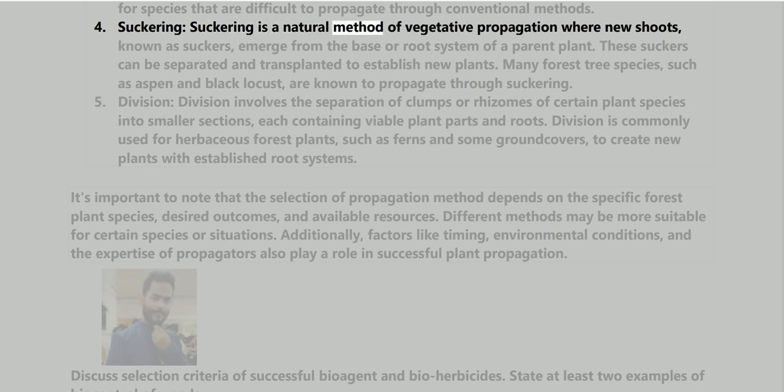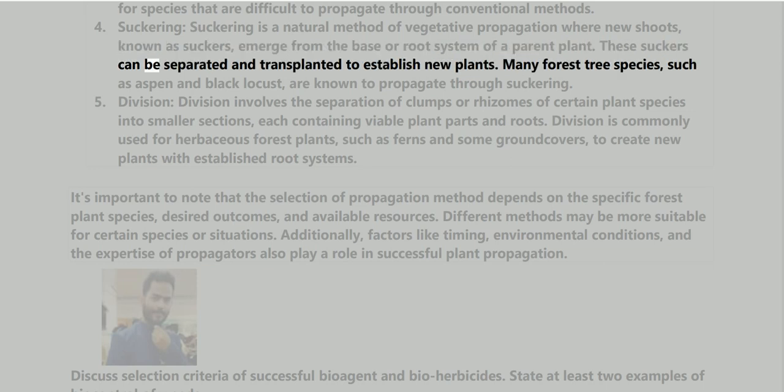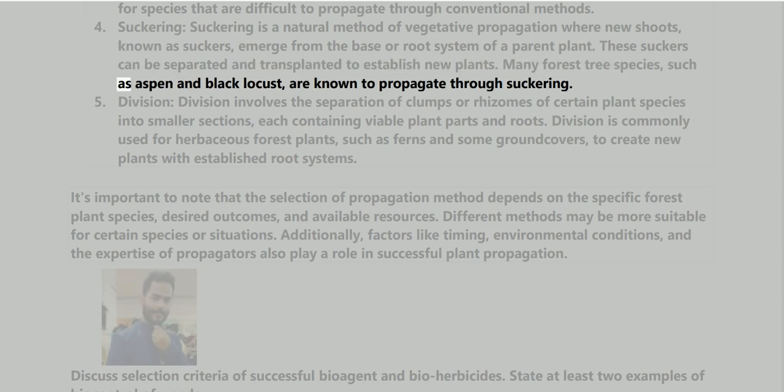4. Suckering. Suckering is a natural method of vegetative propagation where new shoots, known as suckers, emerge from the base or root system of a parent plant. These suckers can be separated and transplanted to establish new plants. Many forest tree species, such as aspen and black locust, are known to propagate through suckering.